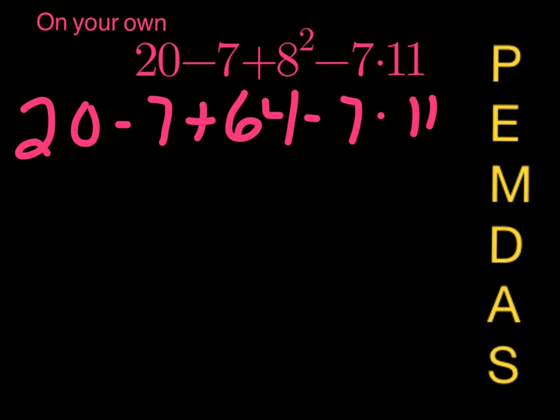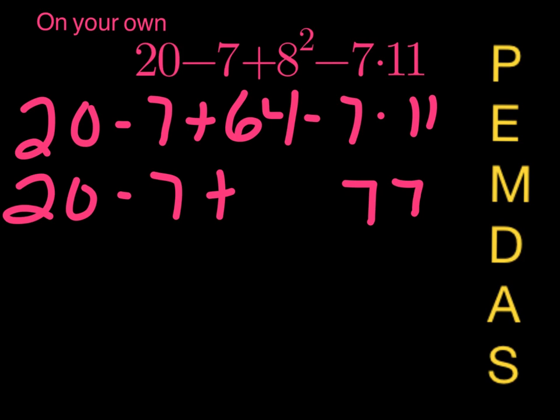Then you would have moved on to your multiplication and division, and you only have one multiplication problem in this expression, and that is 7 times 11. So you would have put 77, and then you would have written the rest of your expression that you didn't use, like that. And then you would have seen that you are in addition and subtraction, and you would have worked your way from left to right.